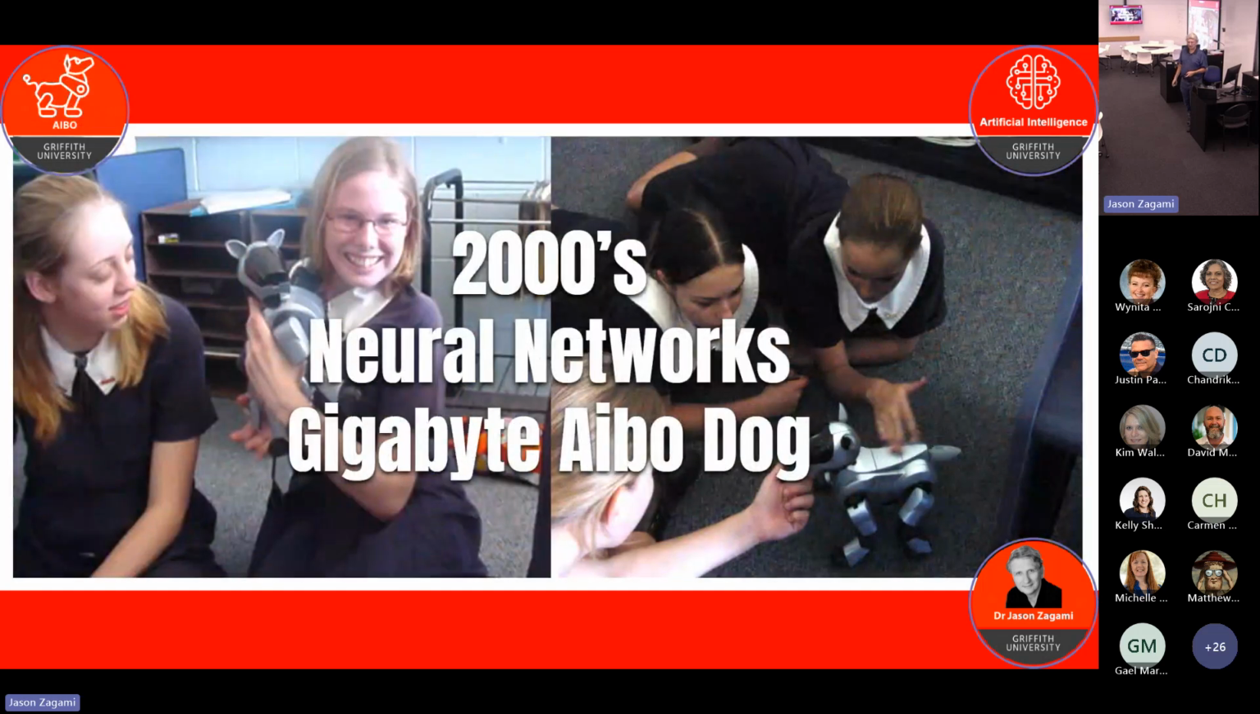Then in the 2000s, I was lucky to be at a school where we were able to get a robot dog. It was an Aibo from Sony, and it was named Gigabyte. It was an experimental dog put out by Sony that was actually incredibly advanced for its time. It was comparable to some of the $1 million humanoid robots that were being experimented with, in a not cheap, but not super expensive package.